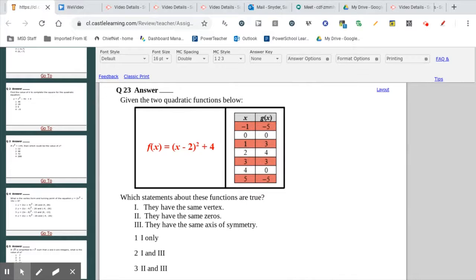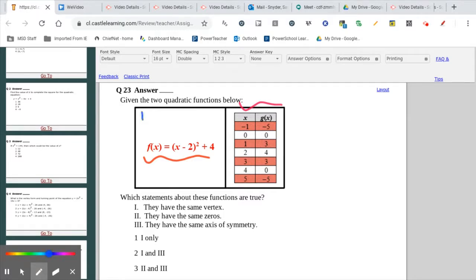Okay, question number 3, given the 2 quadratic functions below. So we have the one function over here, which is f of x, and the second function on the right side, which is g of x over here. And we want to compare them. So there's 3 things that we're looking at. We're looking for the vertex, the zeros, and their axis of symmetry. So let's go ahead and find all 3 of those for both of them.